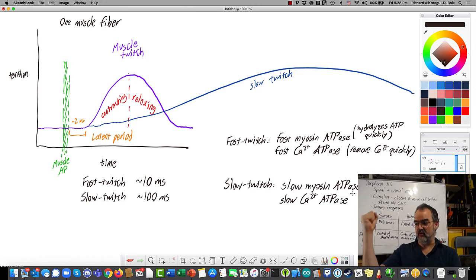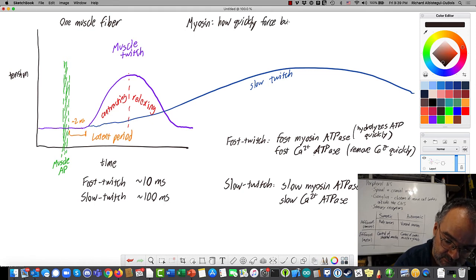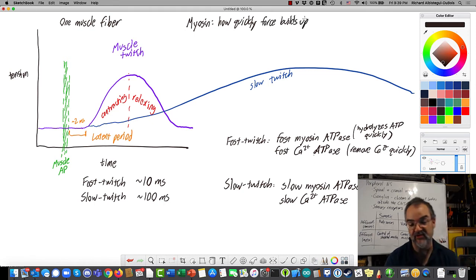So in my fast twitch fiber, I'm going new ATP. In my slow twitch, we've got this much slower thing. So we're not going to build up force as quickly. Now, that's an important thing to remember. So the myosin ATPase determines how quickly you build up force. The faster the myosin, the more contractile cycles you can do, and so the faster you build up force in the fiber.